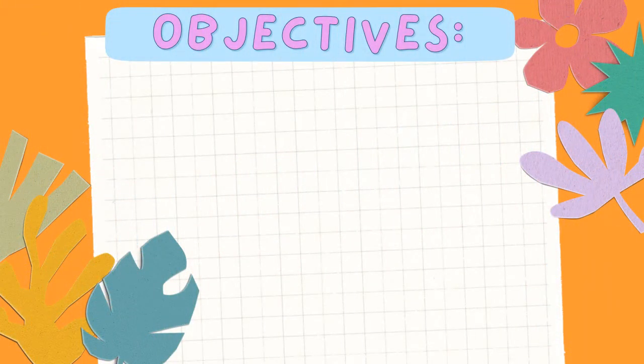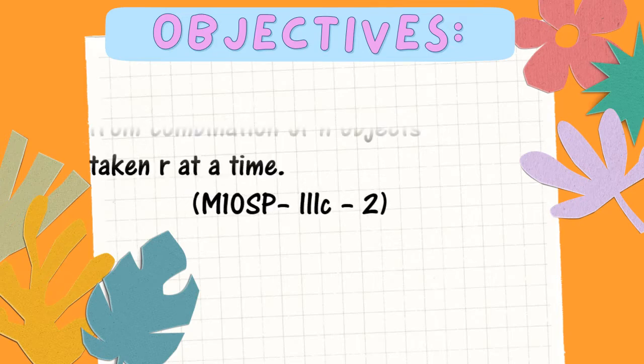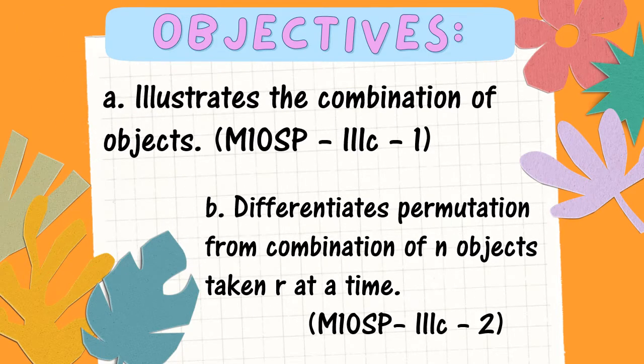At the end of this lesson, I am expecting that you can illustrate the combination of objects and differentiate permutation from combination of n objects taken r at a time. This topic will enable you to identify situations that describe combinations and differentiate them from those that do not. Now, let's proceed to the definition of combination.